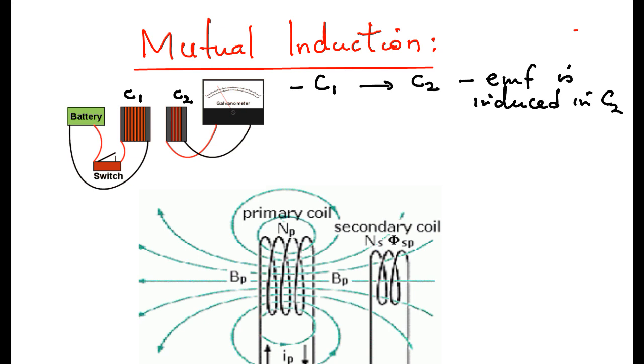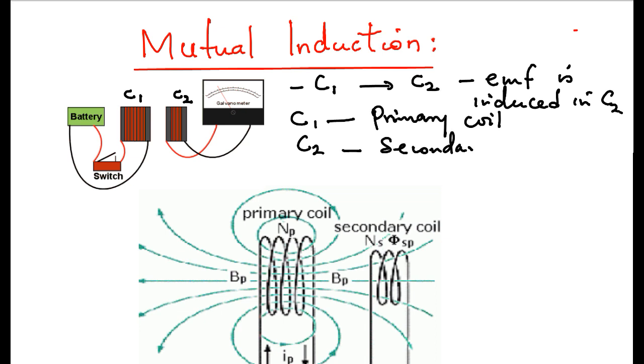C1, in this case, becomes the primary coil, the one connected to the battery, and C2 becomes the secondary coil, the one connected to the galvanometer. This is called mutual induction.